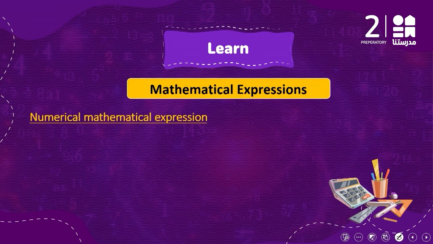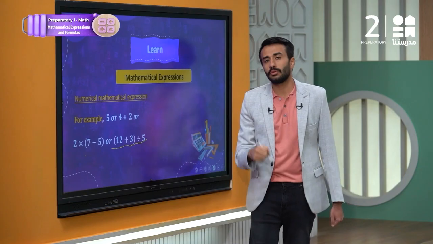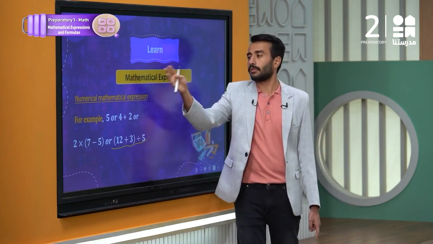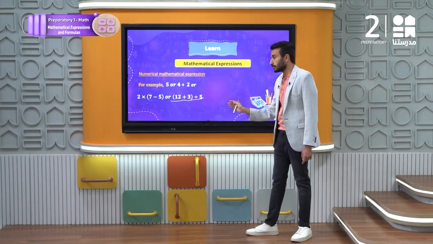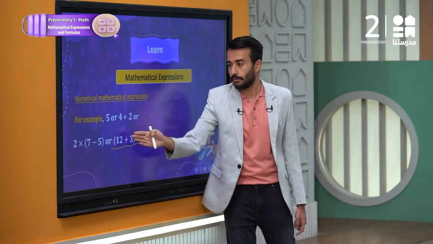From this point, you will know what the mathematical expressions are. We know from before examples like 4 plus 2, or this calculation, or this one. If you have just numbers in your calculation, this is called a numerical expression, or numerical mathematical expression. So this is the first type of mathematical expression, when you are facing just numbers in calculations. It's called a numerical expression as we have numbers here.